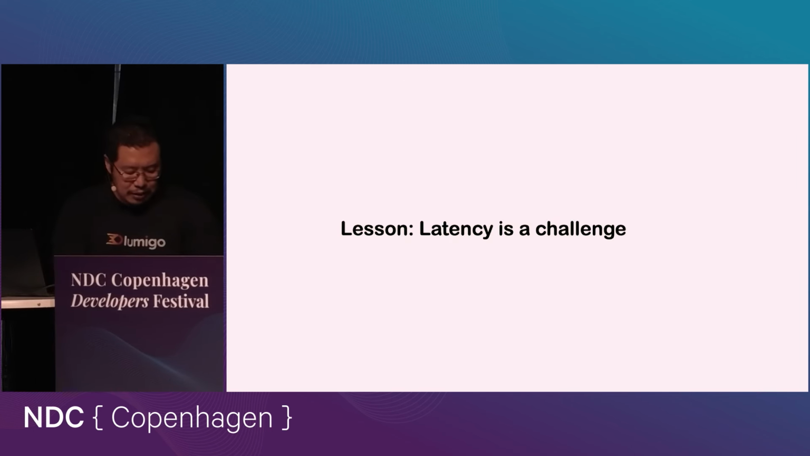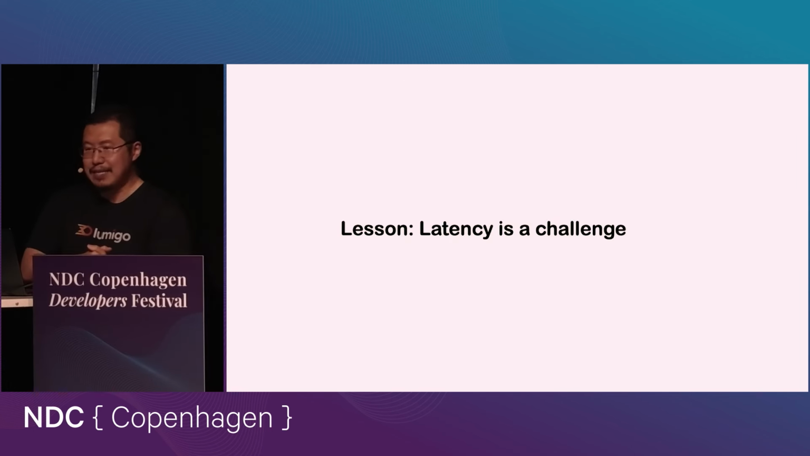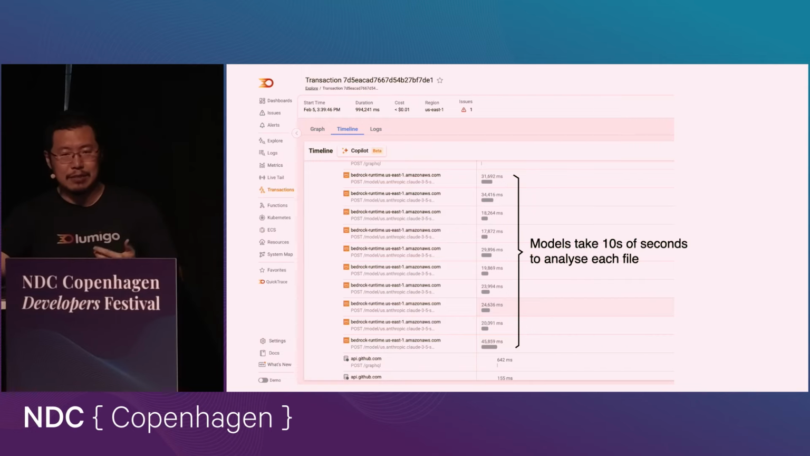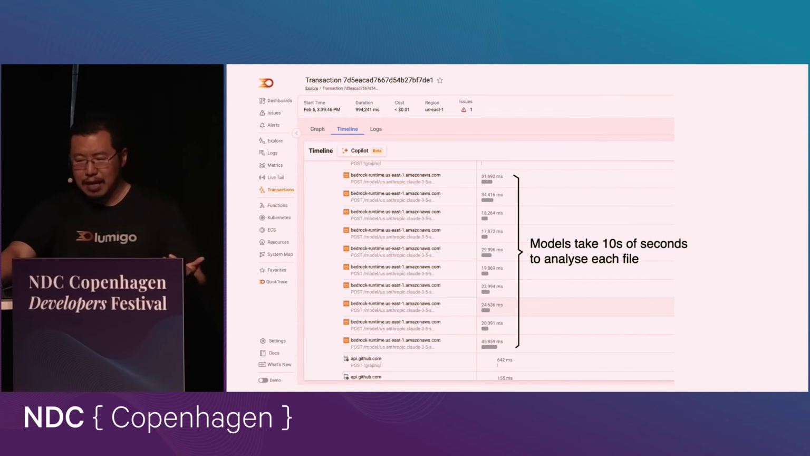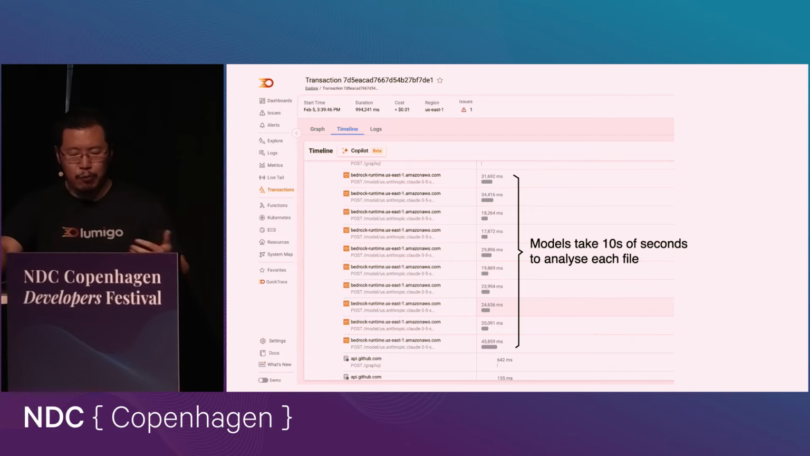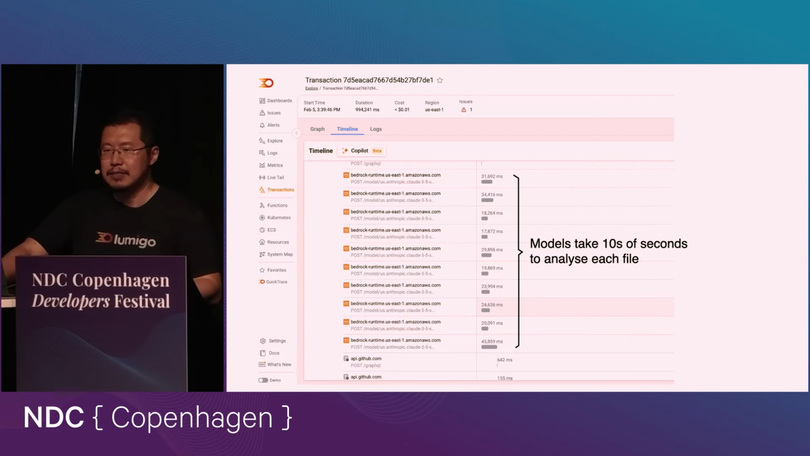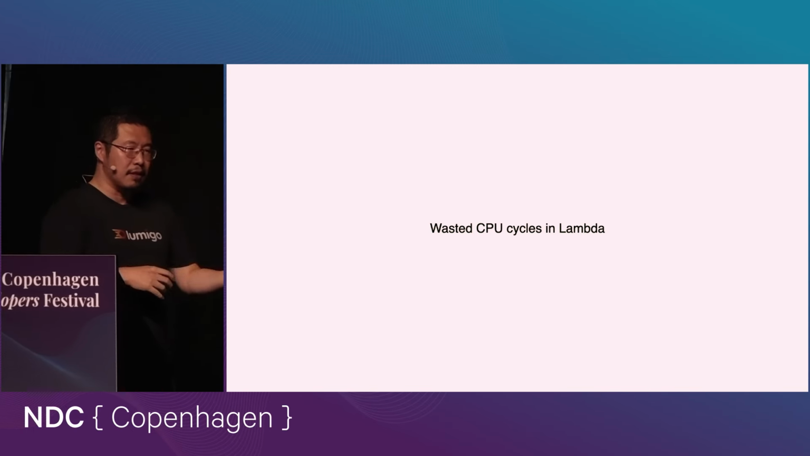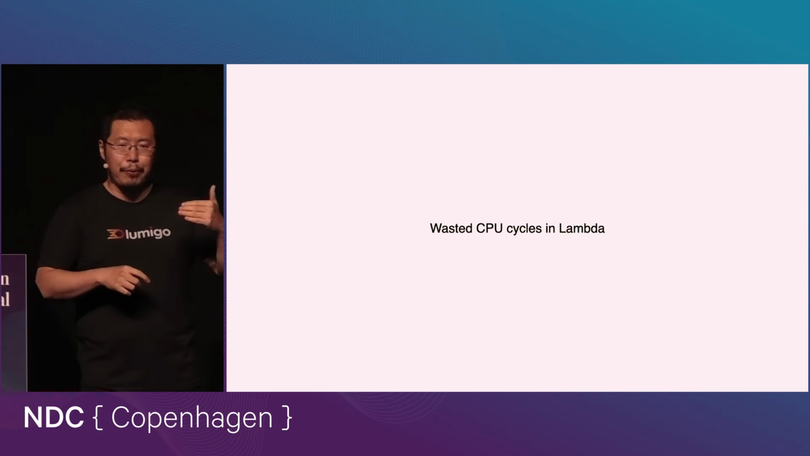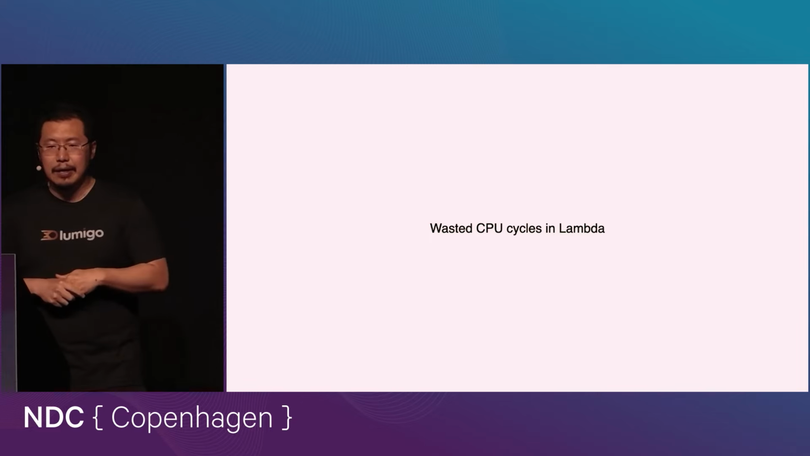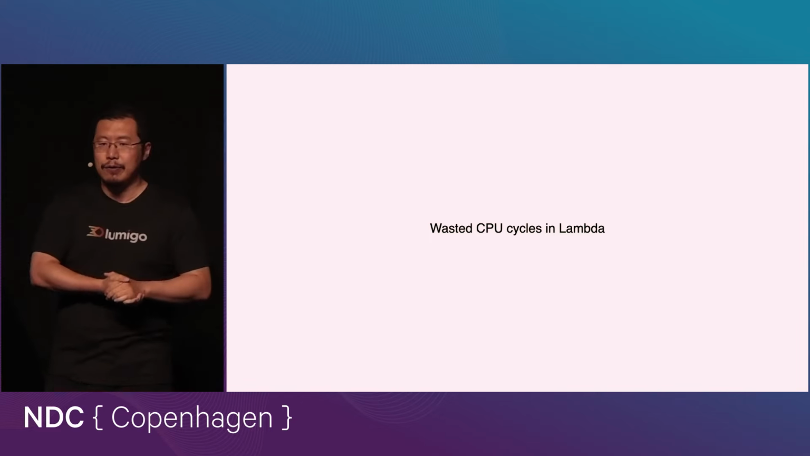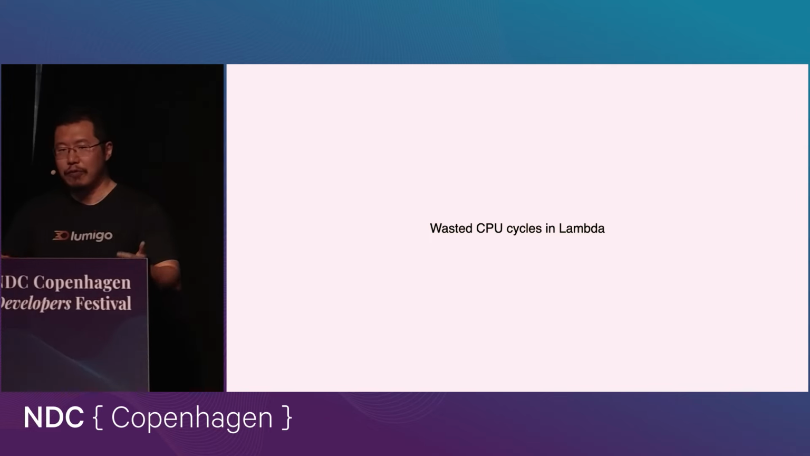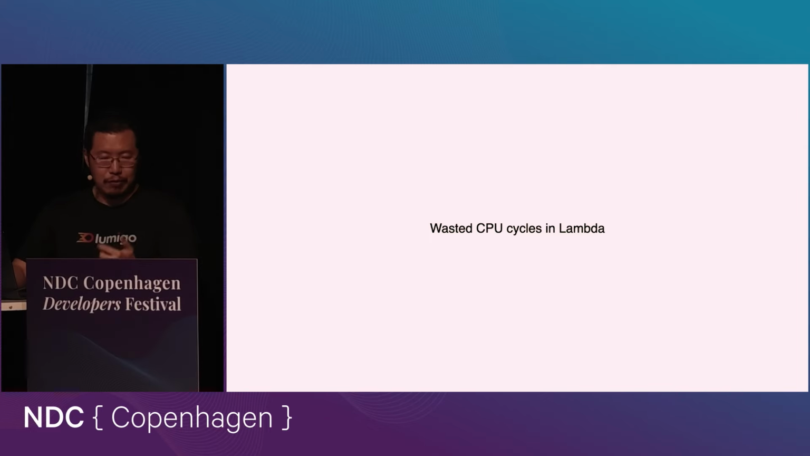And that takes us to the next thing we learned, which is that latency is still a bit of a challenge. The calls to the LLM models are still quite slow. At least at the time, we were seeing that a single request would take 10 to 30 seconds to respond. And that also means that, when it comes to Lambda, which charges you per millisecond of time that you're running, we have all these CPU cycles that we were paying for but not really using. So we have lots of wasted CPU cycles. So of course, that's not great.